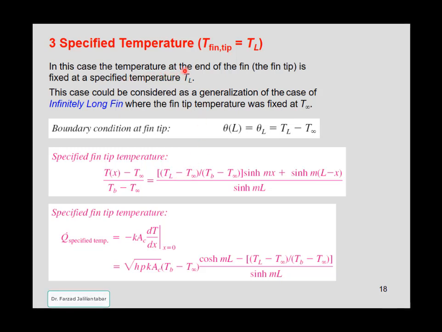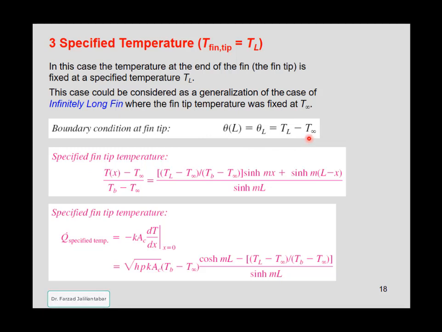The third boundary condition that we are going to consider is a specified temperature. In this case, the temperature at the end of the fin, or the fin tip, is fixed at a specified temperature TL. This could be considered a generalization of the case of the infinitely long fin, where the fin tip temperature was fixed at T infinity. So the boundary condition at the fin tip can be written like this: theta L, or temperature excess at L, equals TL minus T infinity, the temperature at the tip minus the temperature of the medium surrounding the fin.